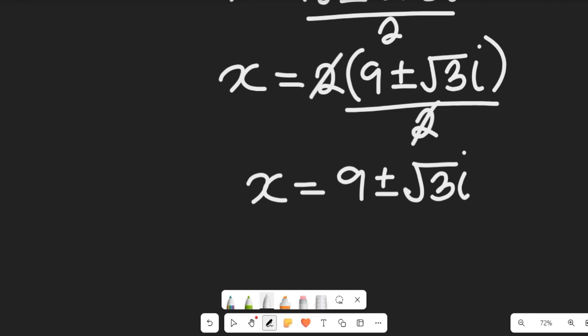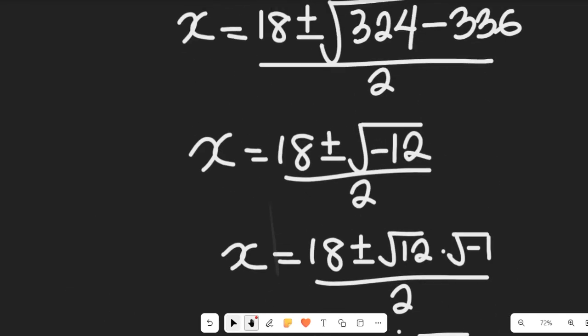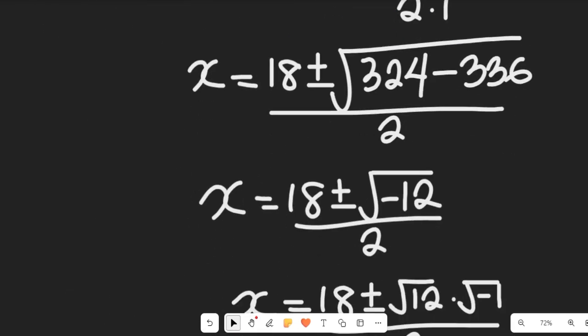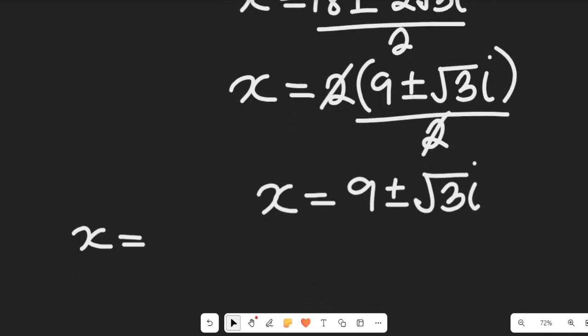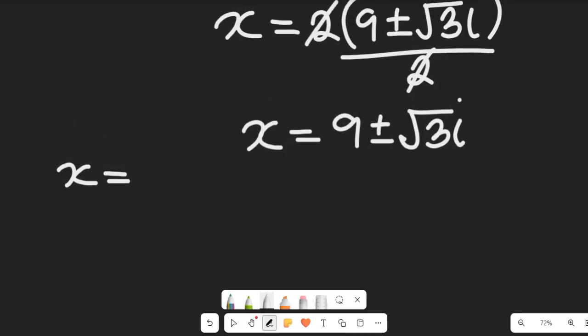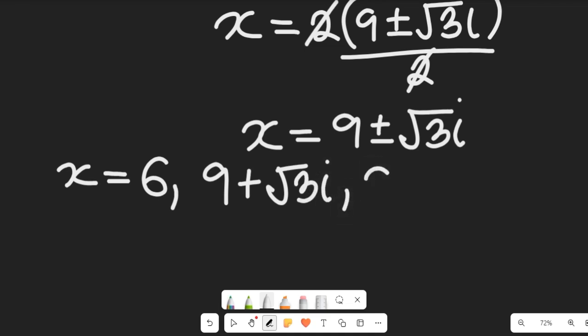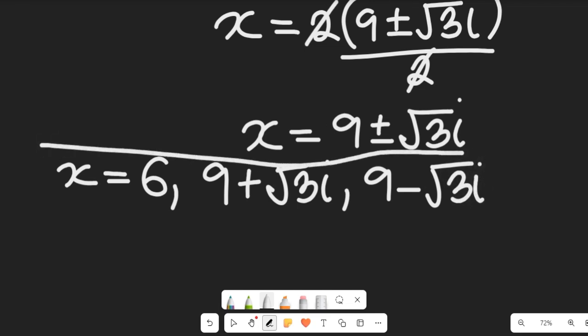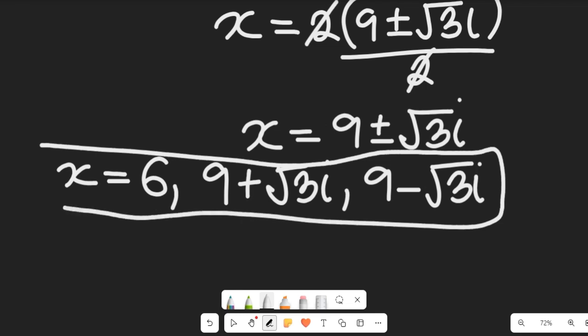So the values of our x, remember the first value we got is x equal to 6. From this other solution, the values of x will be 6, 9 plus root 3i, and then 9 minus root 3i. And these are the solutions to the expression given to us here.